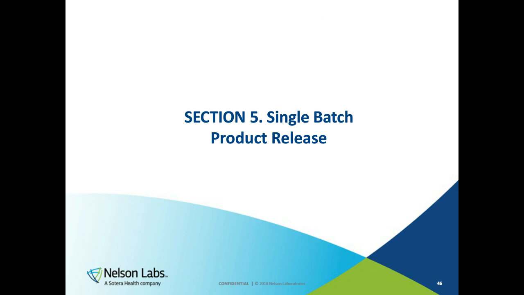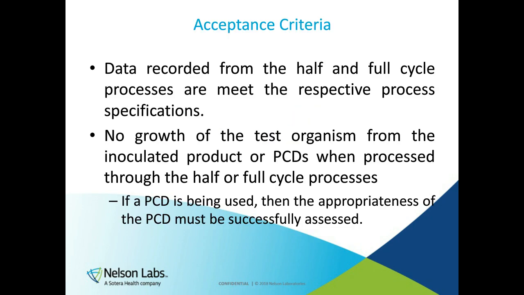So now we go into the acceptance criteria of a clinical batch or a single lot release. When it comes to the acceptance criteria, you'll want to ensure that any data recorded from the sterilization process in regard to the actual chamber itself does meet the specifications outlined. No growth of the test organism from within the inoculated product or the process challenge devices can be present after the half or the full cycles.